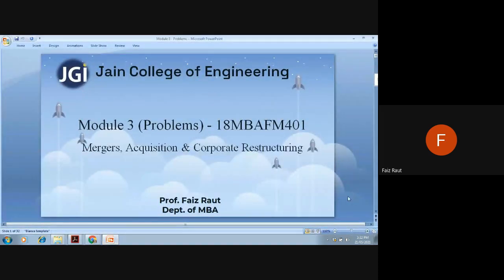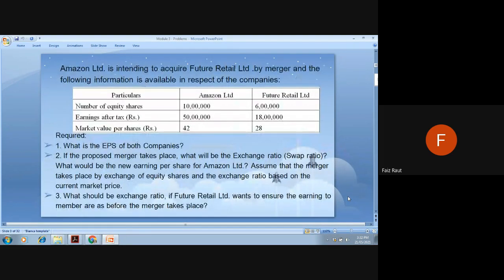So we started with the problems, and I had given the first problem in your IA test as well. I have not corrected all the IA papers, so I cannot give feedback yet. Before the next class I'll correct all the papers and give you feedback. But it is not that difficult. Some are easy. Two or three simple formulas you need to remember, which you already studied in previous semesters, and one new formula about the exchange ratio. Apart from that, all the formulae you have studied. You just need to analyze where to apply that formula and what needs to be found out.